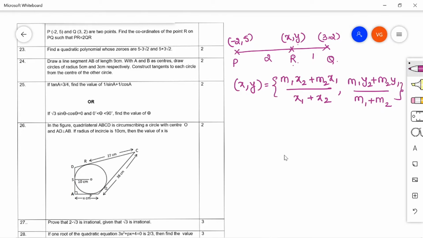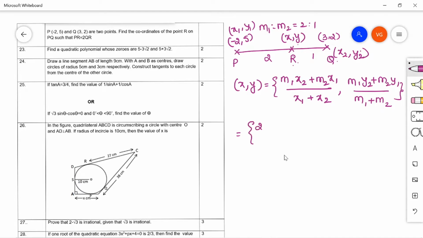So everything is given here. The ratio here is m1 is to m2 is equal to 2:1. And this is the point x1, y1. Point Q is x2, y2. So directly you can substitute to get the answer. So let us do that.